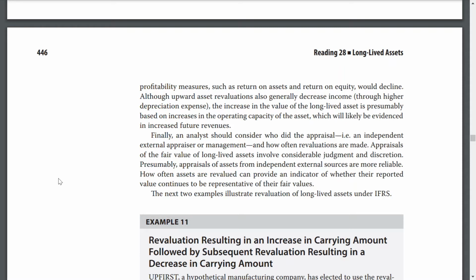Finally, the analyst could consider who did the appraisal, i.e., the independent external appraiser or management, and how often revaluation is made. Appraisals of the fair value of long-lived assets involve considerable judgment and discretion. Presumably, appraisals of assets from independent external sources are more reliable. How often assets are revalued can provide an indicator of whether the reported value continues to be representative of the fair value. The next two examples illustrate revaluation of long-lived assets under IFRS.